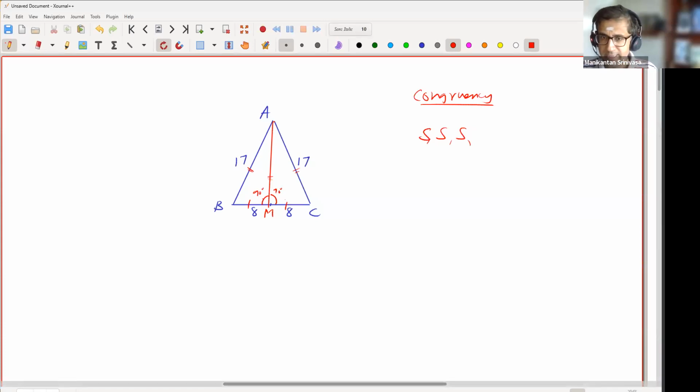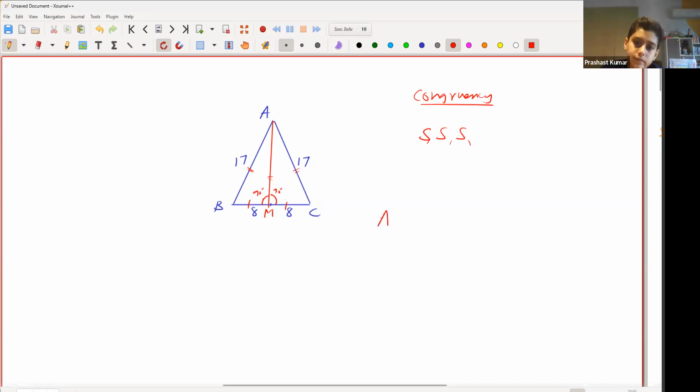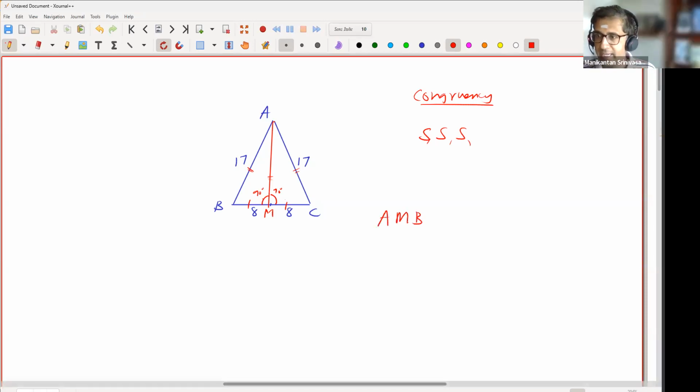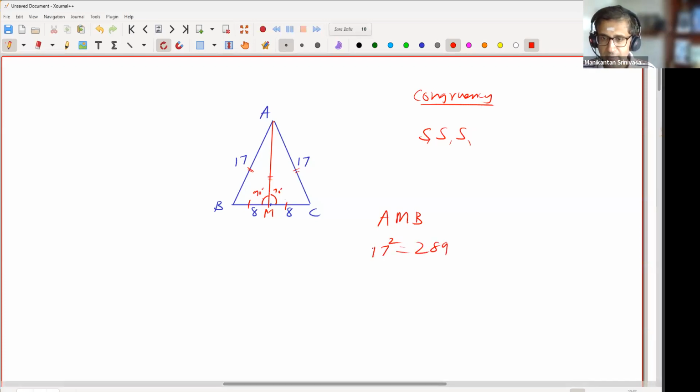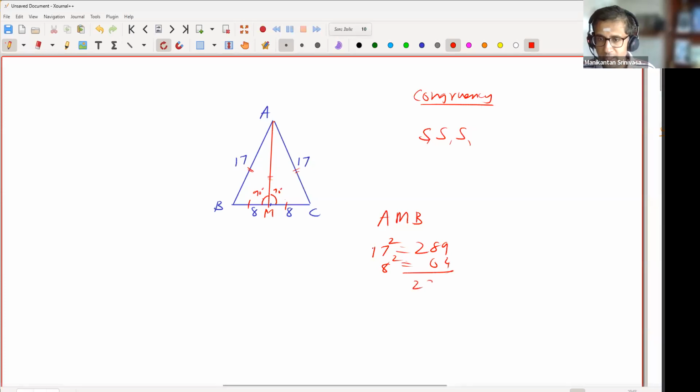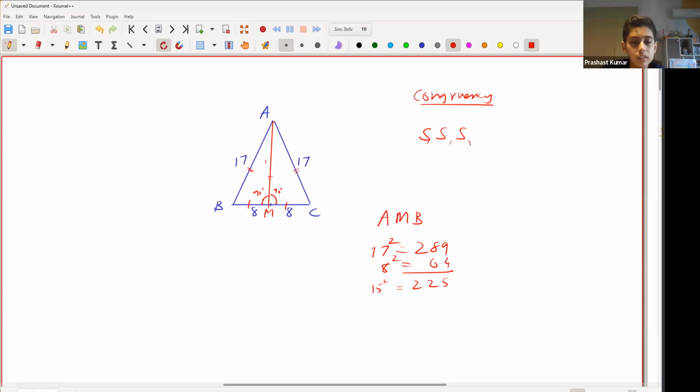Now, Precious was saying, in addition, this height AM was given, but AM need not be given. We can derive AM because triangle AMB is a right angle triangle. We saw one of the triplets was 17, 8, and 15. But if you don't remember, that's fine. 17 square is 289 and 8 square is 64. If I subtract the two, I get 225, which is 15 square. Therefore, I can infer the height to be 15.